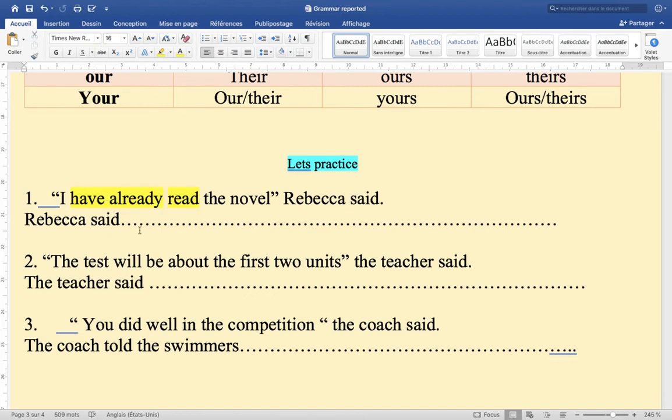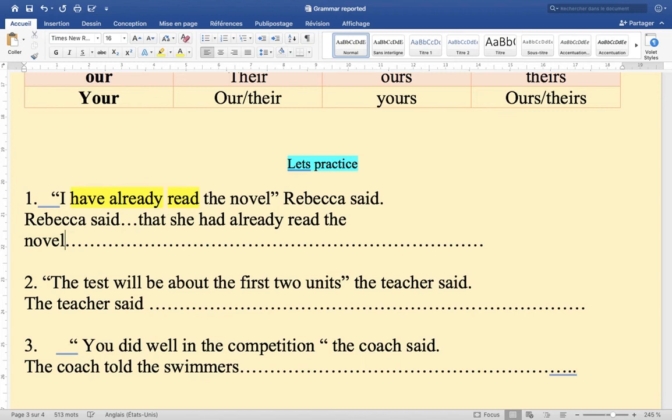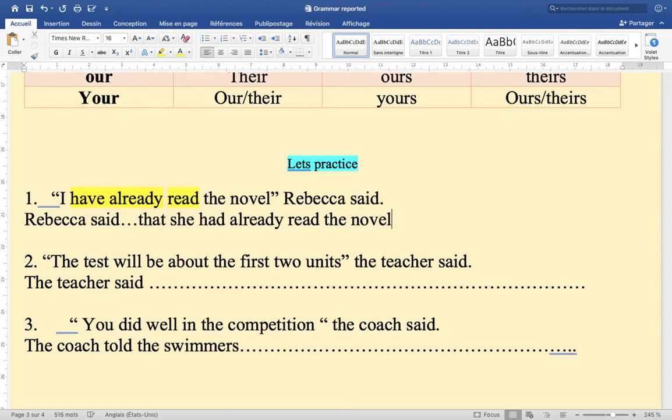So Rebecca said. We have present perfect, and it's going to be in the past perfect. So we can say Rebecca said that she had already read the novel. Okay, so it's so easy. She had already read the novel. Here, what are the changes that we put?